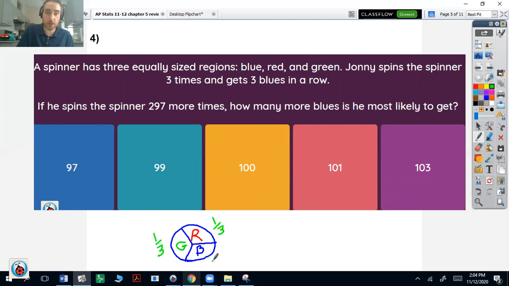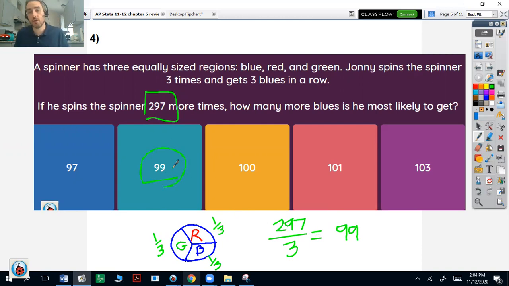You just take your number of spins and divide by 3, and that'll get you each one. Well, that's 99. So we would expect each of them to be around 99. Does that mean they're going to be 99? No, but that's the expected value, the most likely outcome to happen. Next question.